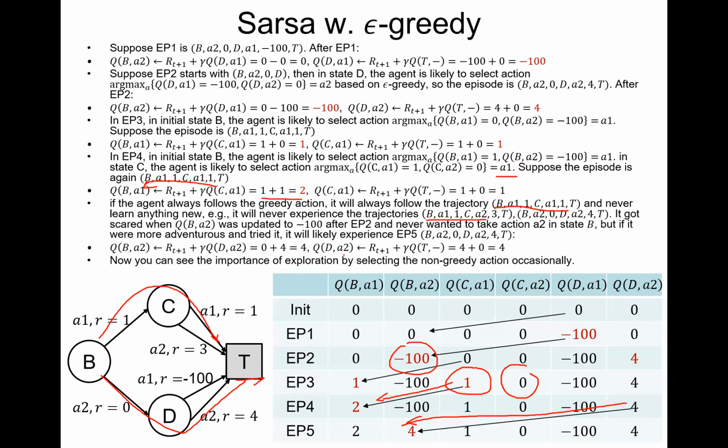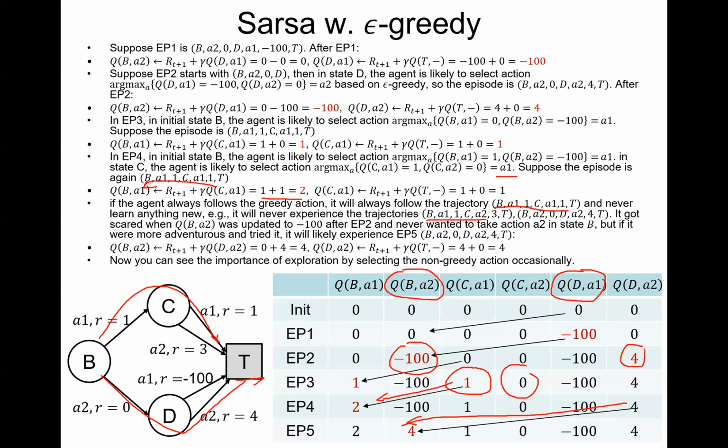And QDA2, of course, stays the same. So as you can see, in the first few episodes, QBA2 was updated to be a very negative value, -100, because in QDA1 you had a bad experience. But in fact, QDA2 was pretty good. It's 4.